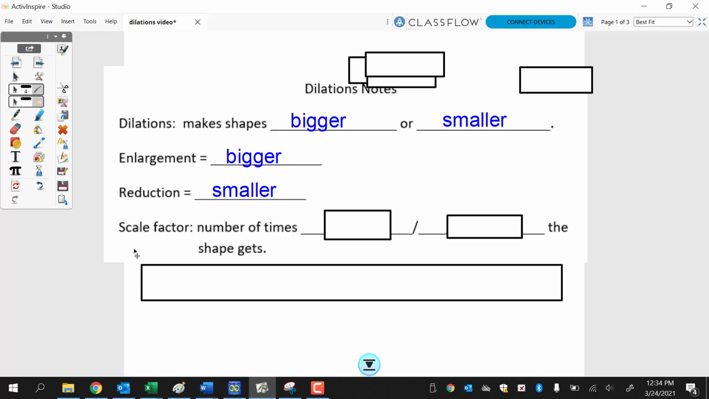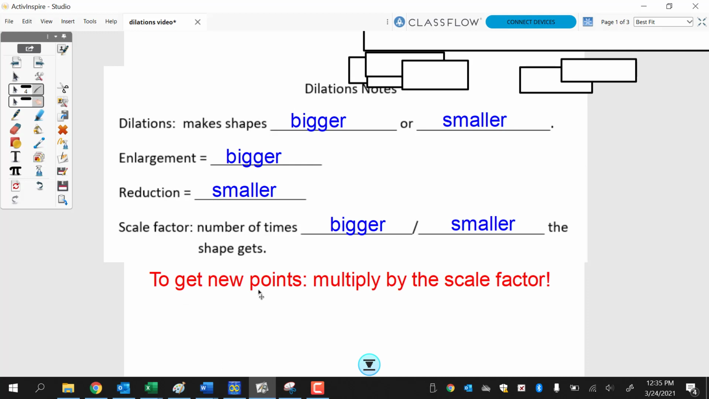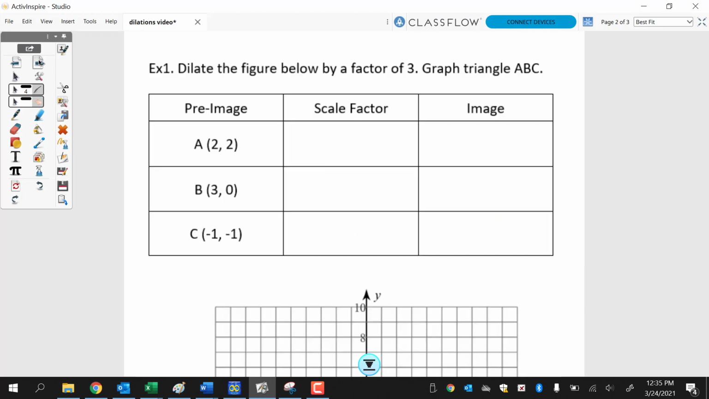And so we have to know how much bigger or how much smaller the shape is getting. So that's what a scale factor is: the number of times bigger or smaller the shape gets. So to do a dilation, to get your new points, you have to multiply the old points by the scale factor. So the scale factor is going to be a number. So we're doing 2 examples. It says dilate the figure below by a factor of 3, and we have to graph the triangle.